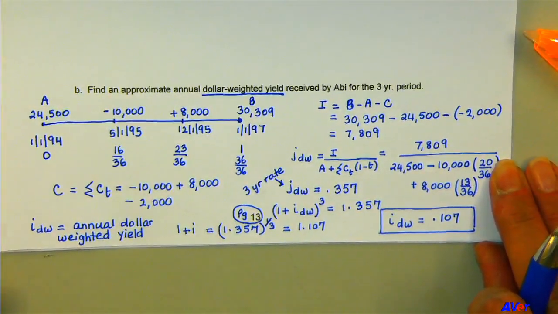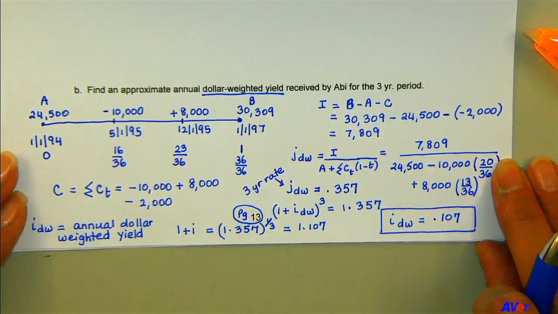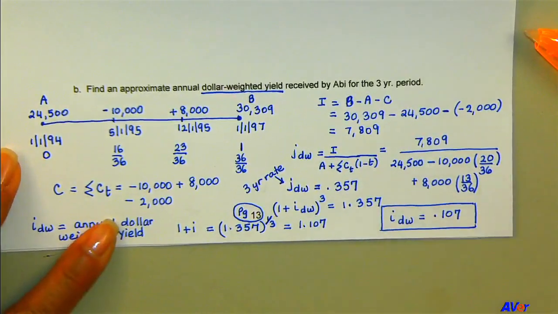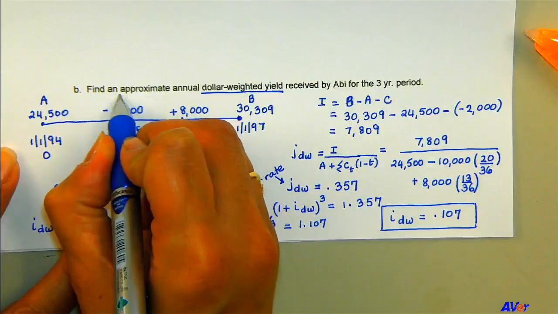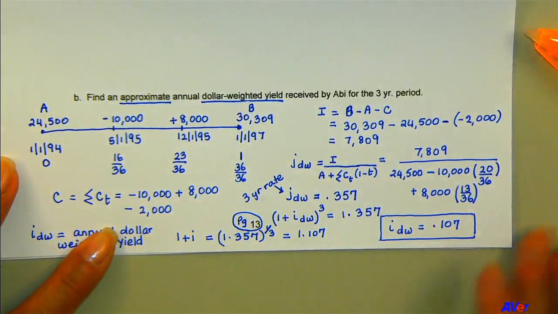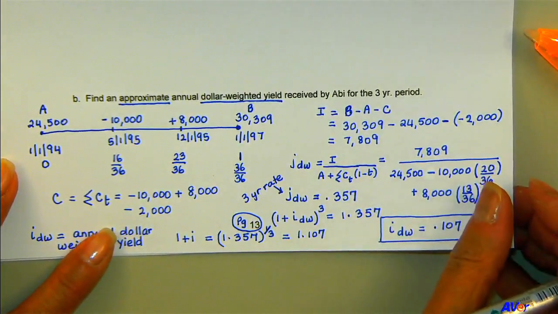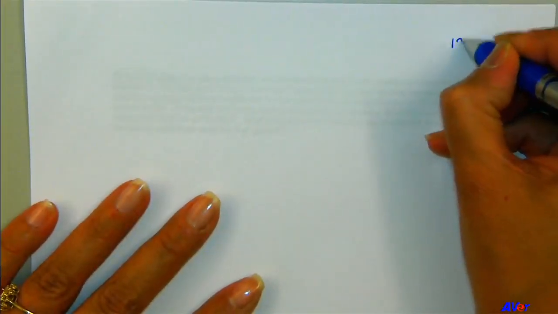Okay, now let's find the actual yield rate for this problem. This was an approximation, okay? This is an approximation, I dollar weighted. So let's say find an approximate annual dollar weighted yield rate. Now I want to find the actual dollar weighted yield, which is the same as the internal rate of return. Let's do that. So that was page 13. This is page 13A.